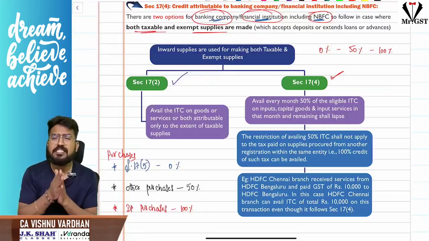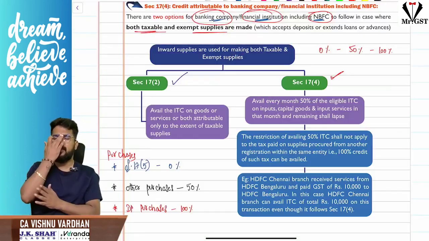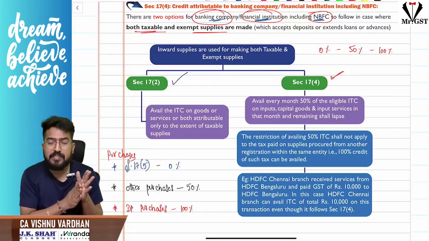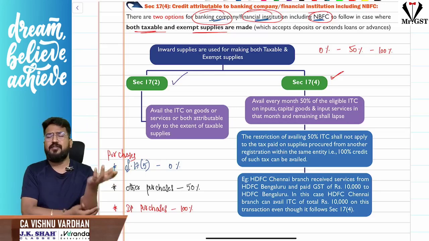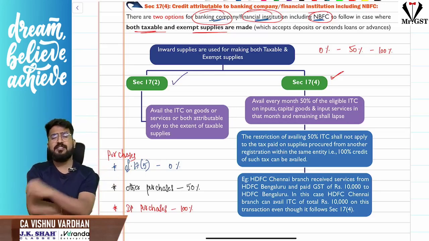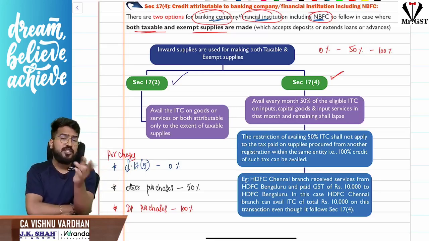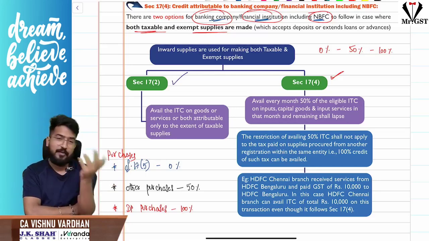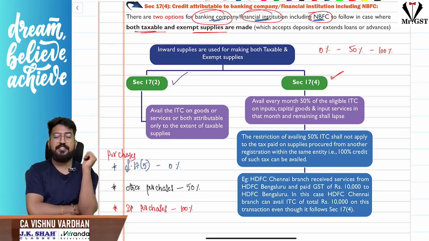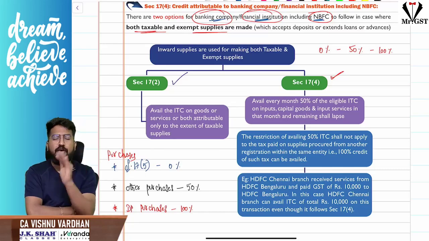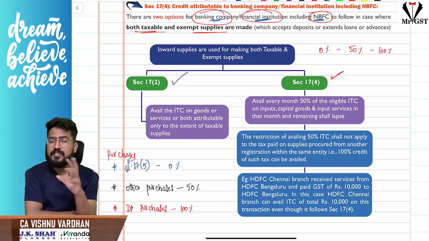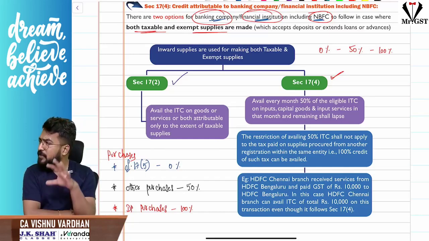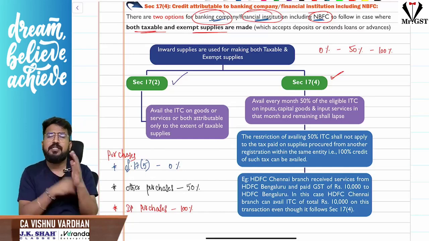The next one is section 17 subsection 4. You know, 17 subsection 4 is for banking companies, financial institutions, and NBFCs. They provide taxable supplies and exempt supplies. They can go with 17 subsection 2 along with rule 42 and 43 and reverse the ITCs, all that we have calculated just now. Or we want to make their life simple and easy. So in 17 subsection 4, we are coming up with an option to them. What is that option? Simple.